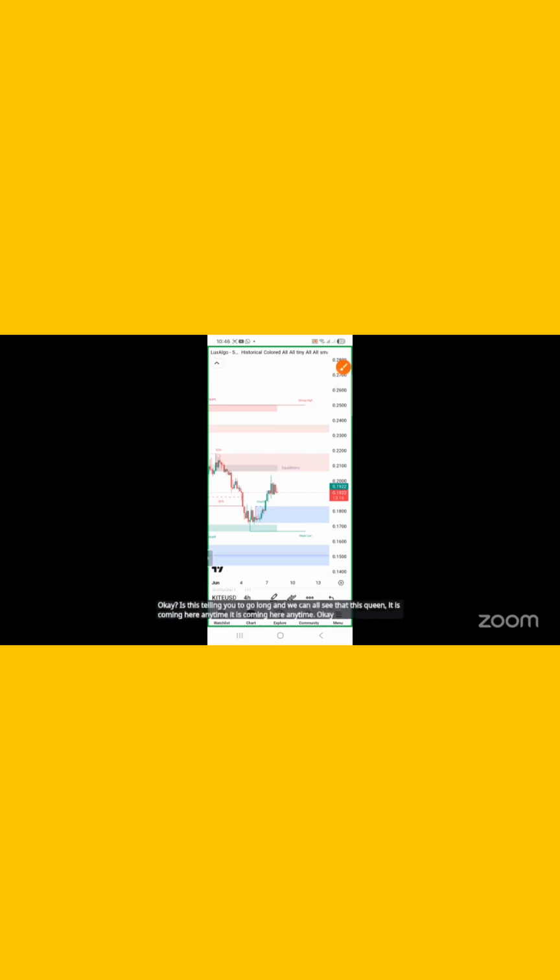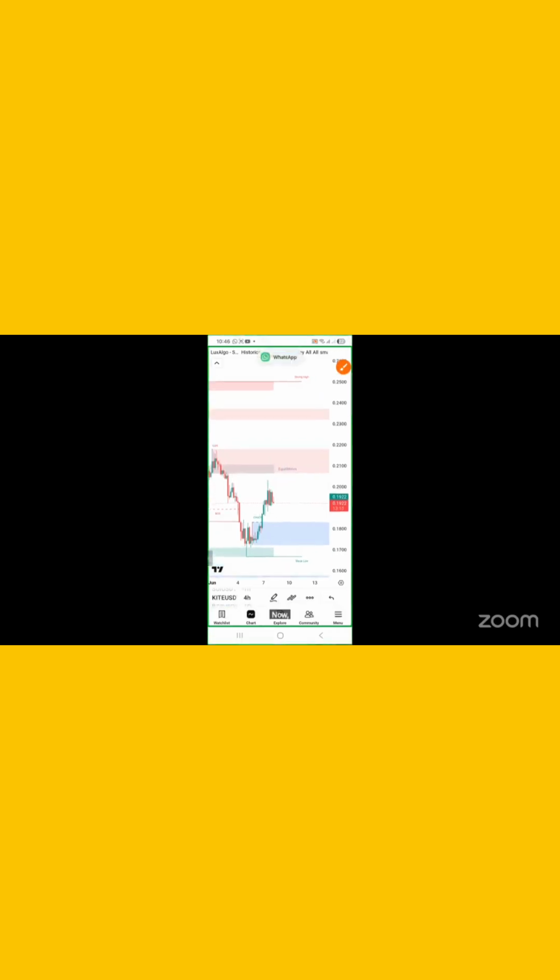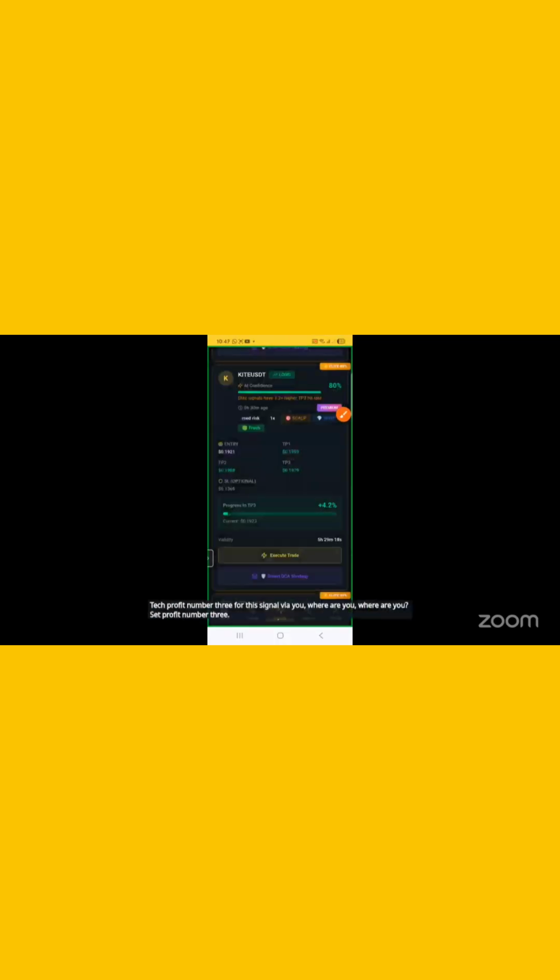Okay, but some of you may not understand this because you're new. But let us look at this. Where is take profit number 3 for this signal? Where are you? Kite USDT. Take profit number 3 is at 0.1979. Okay, 197. Let's first look at the entry, TP3 and stop loss.